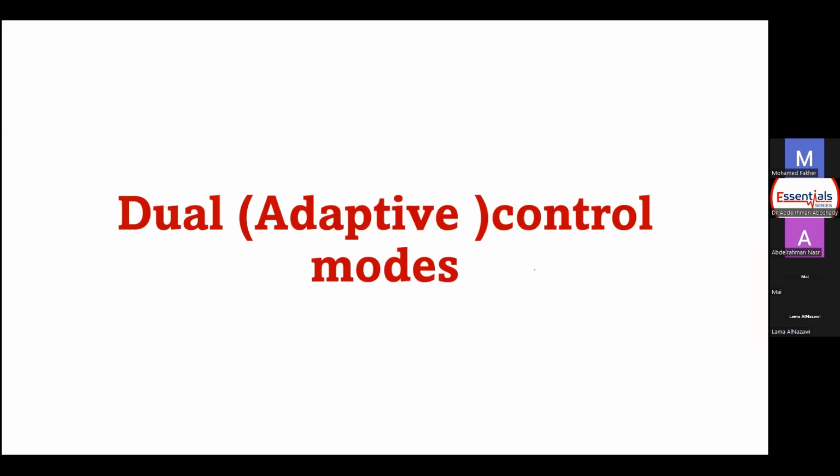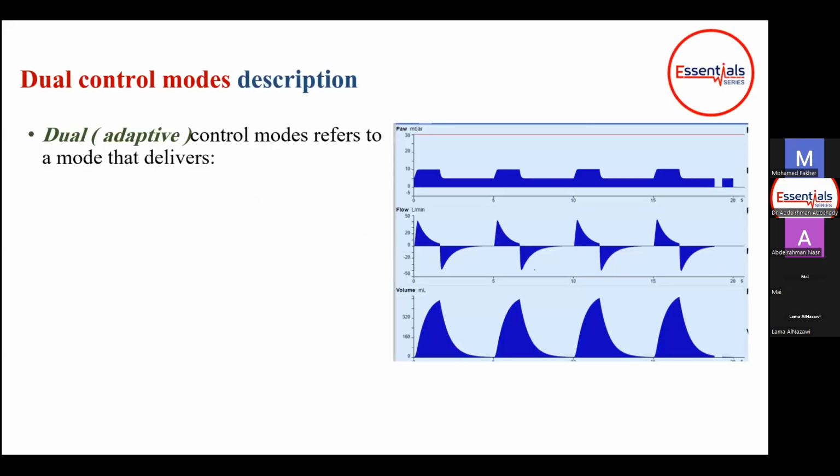So let's start our journey with the dual control modes, or preferably called adaptive control modes. Dual control modes are not really dual control modes. They are a variant of pressure control modes. Dual control modes are a subtype or subgroup of pressure control modes, actually.